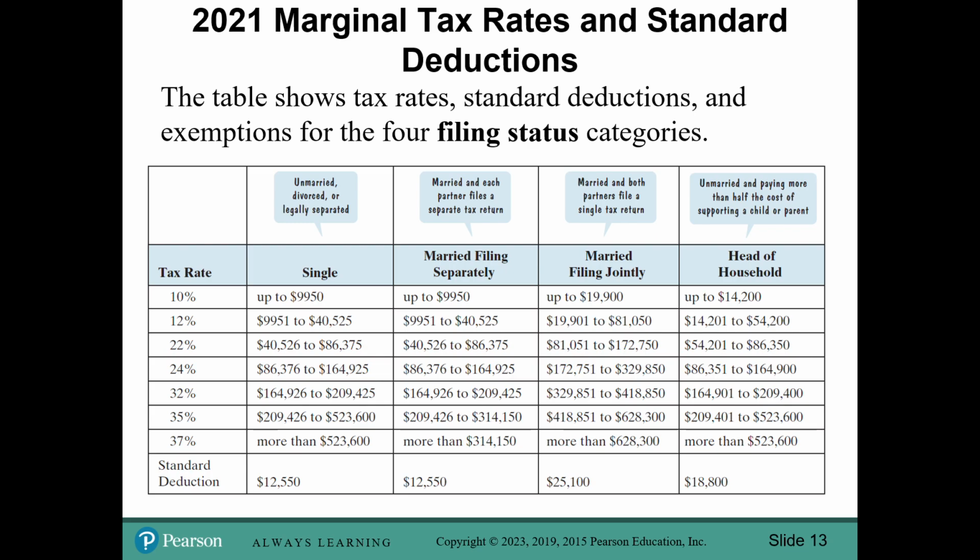So here's what we have. You have all of these different categories, which tells you the percent of your filing, your tax rate. That tax rate can go all the way from 10% up to 37%, but it falls within the different amounts you make each year.